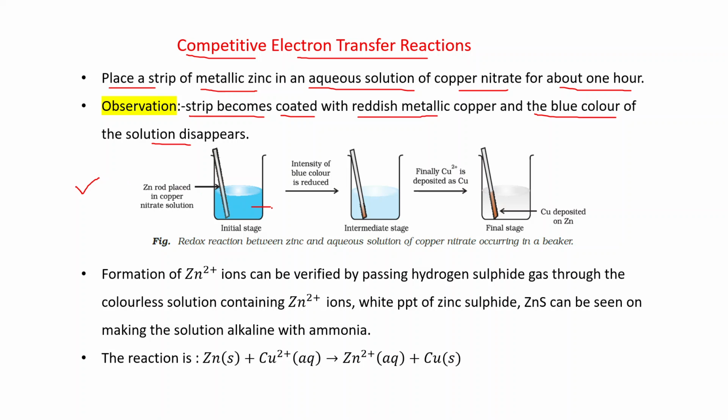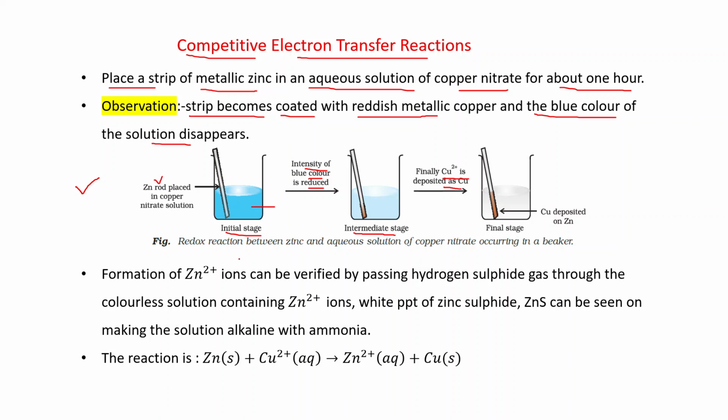This is copper nitrate solution, which is blue in color, and this is a zinc rod. This is the initial stage. As time passes, the intensity of the blue color is reduced. So this is the intermediate stage. And finally, Cu2+ is deposited as Cu and the blue color of the solution disappears.